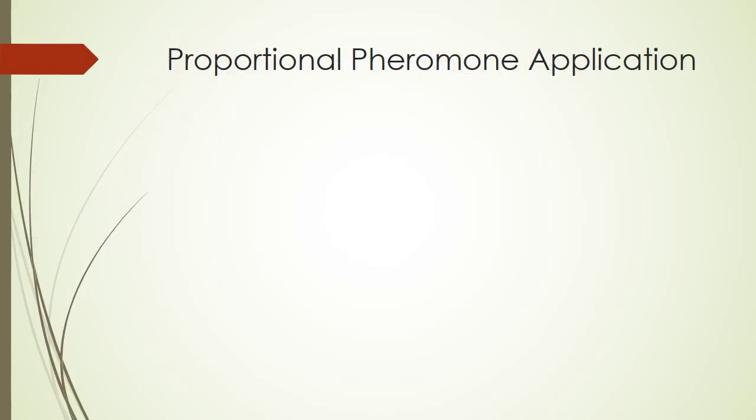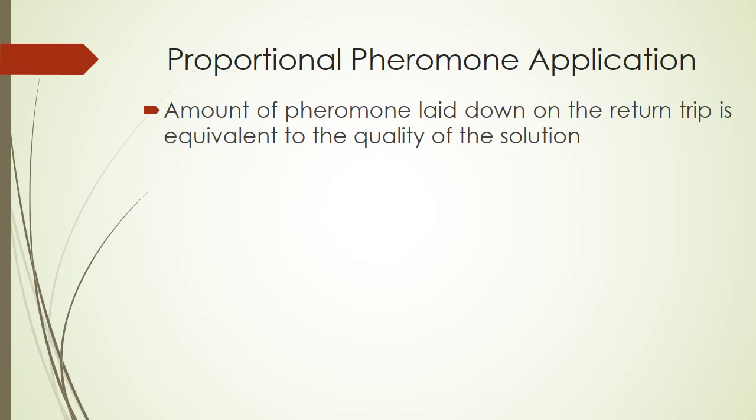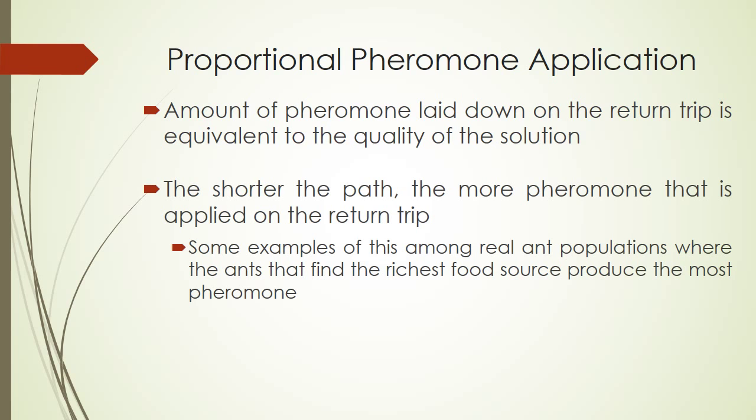So another way of improving our artificial ants' performance over their real-life counterpart is with proportional pheromone application. The amount of pheromone that's laid down on the return trip is equivalent to the quality of that solution. So the shorter the path, the more pheromone gets laid down on that return trip. And there are actually some correlations for this among real ant populations. There are some species of ants where the ant that finds the richest food actually lays down a thicker pheromone trail.